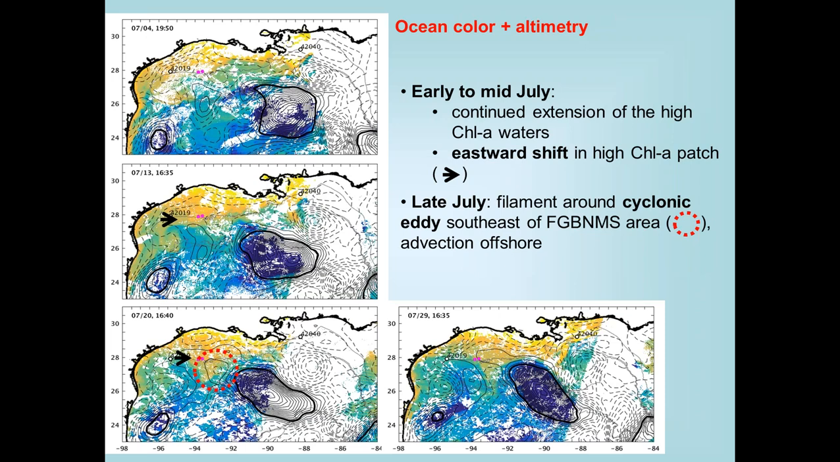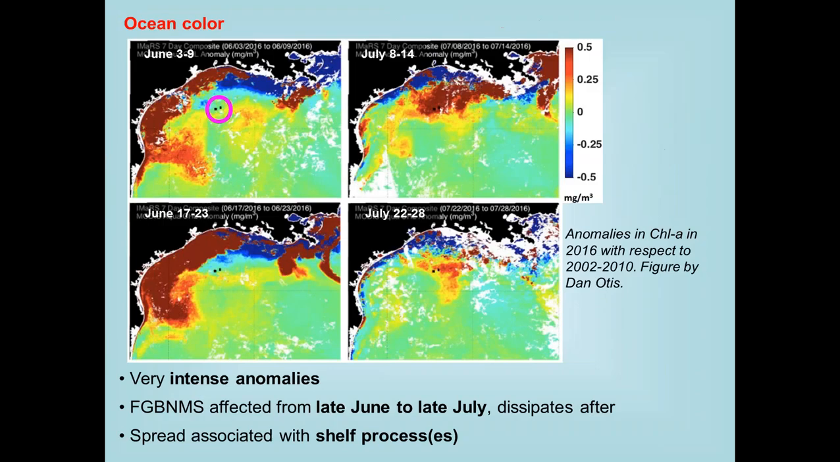And we see finally, in late July, a cyclonic eddy located here that is able to entrain filaments of high chlorophyll content water from the shelf offshore. And we see its filament going down in the middle of the Gulf. So it's originating from the coast and reaching far offshore.